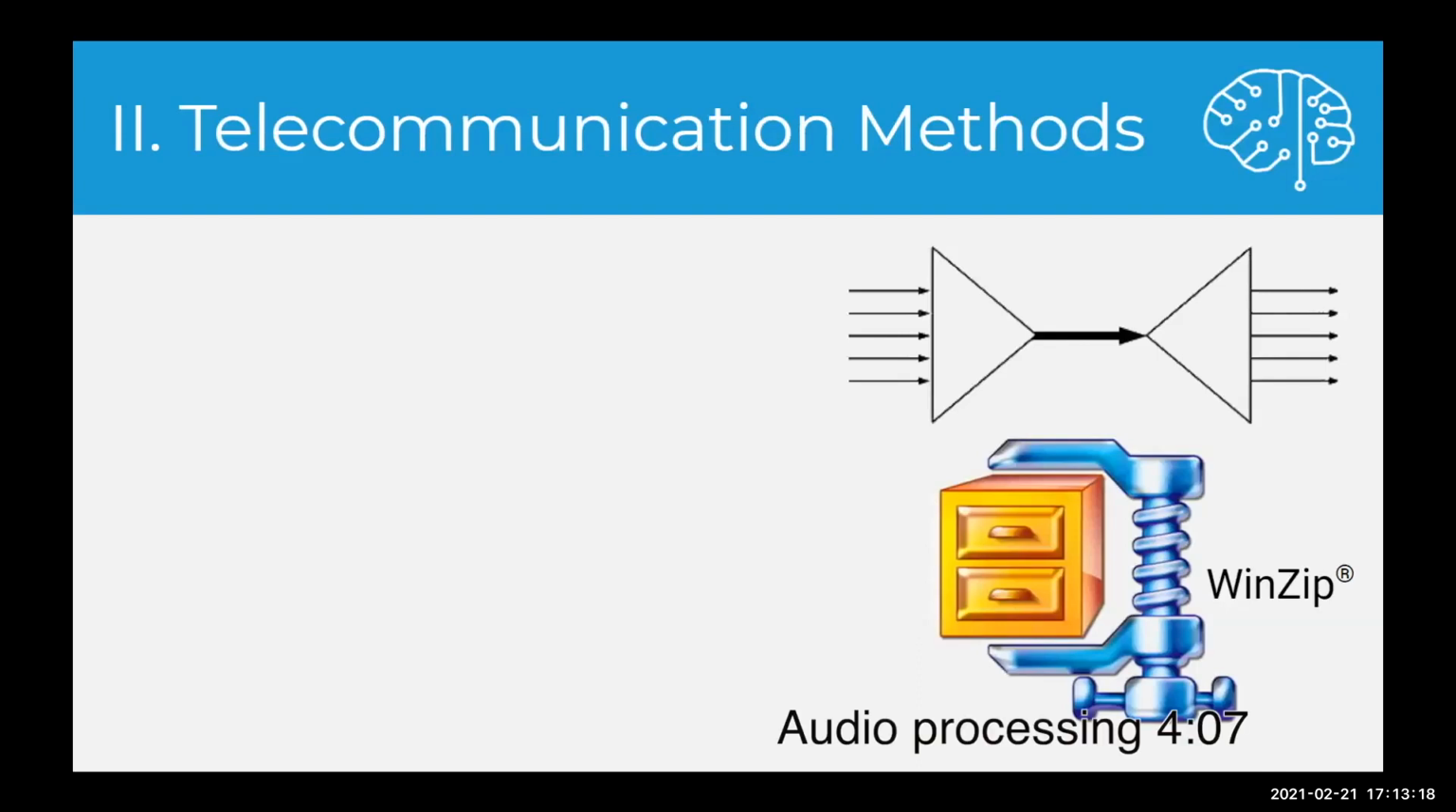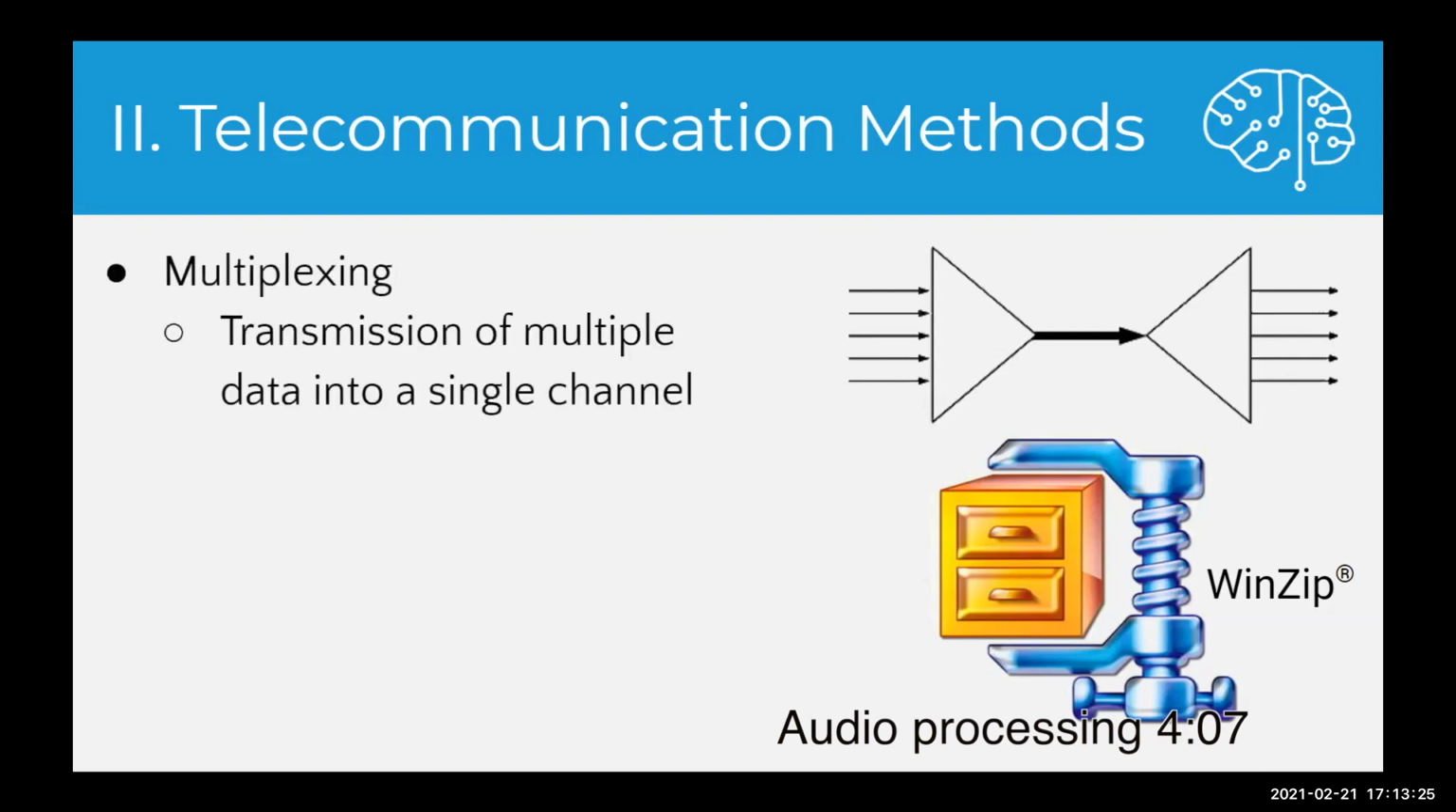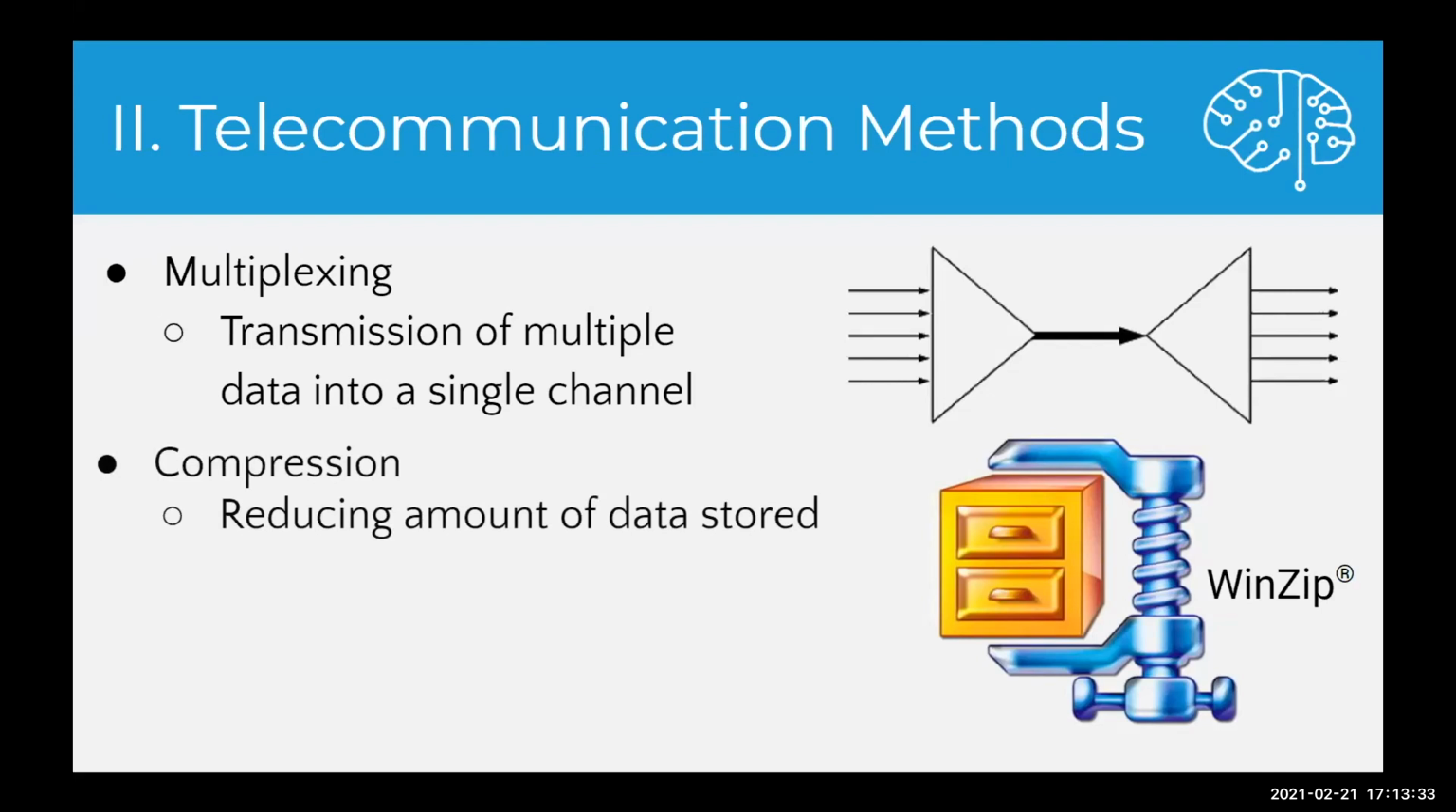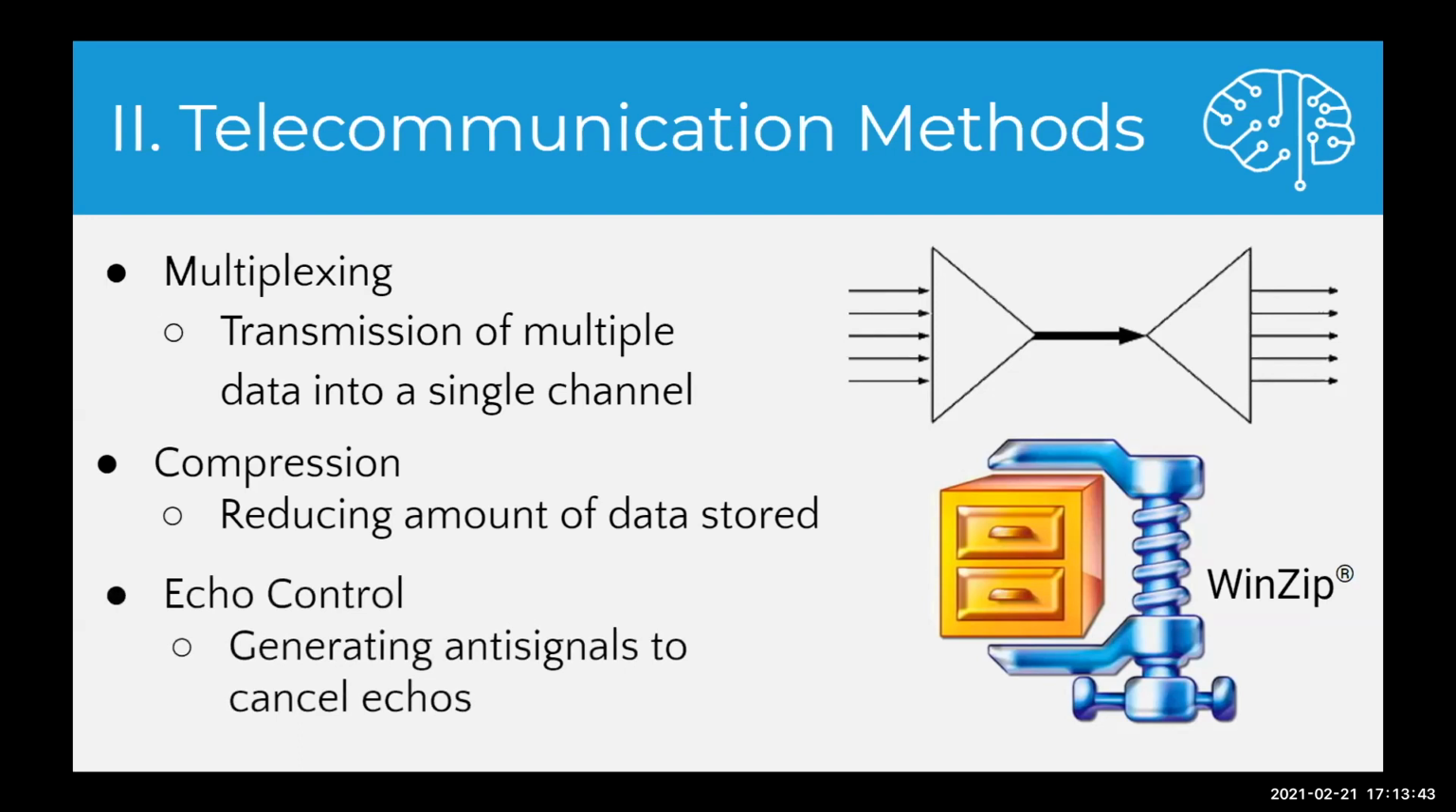Within telecommunication, you actually have three main methods of information transfer. You have multiplexing, which is the transmission of multiple data into a single channel. Then you have the second one, which you may be familiar with, compression. Compression is the reduction of the amount of original data stored. And then finally, there is echo control, which is the generating of anti-signals to cancel echoes in phone conversations.